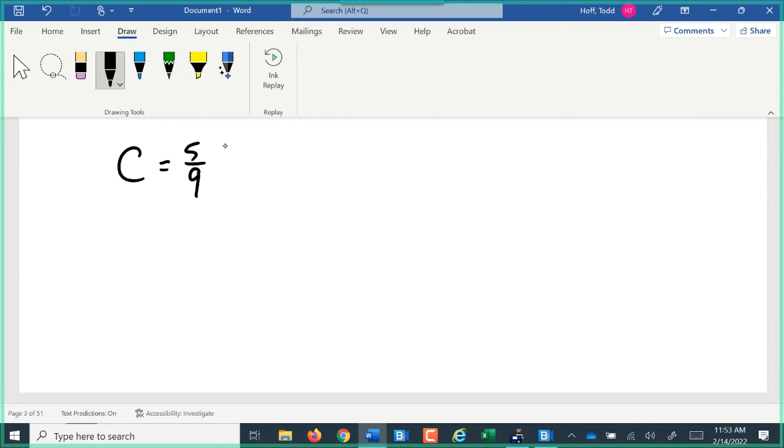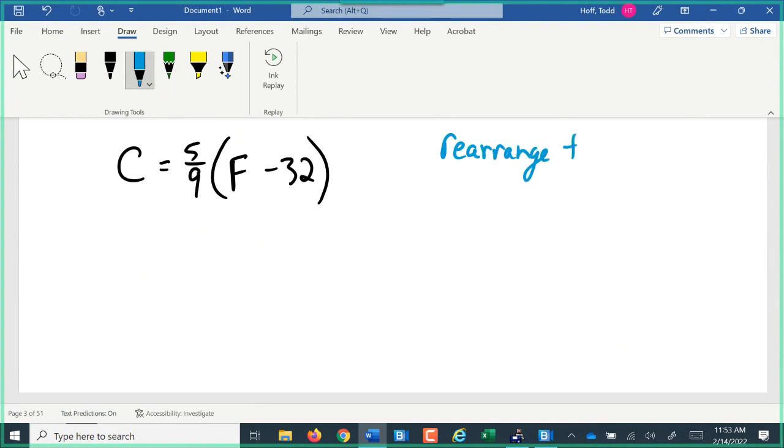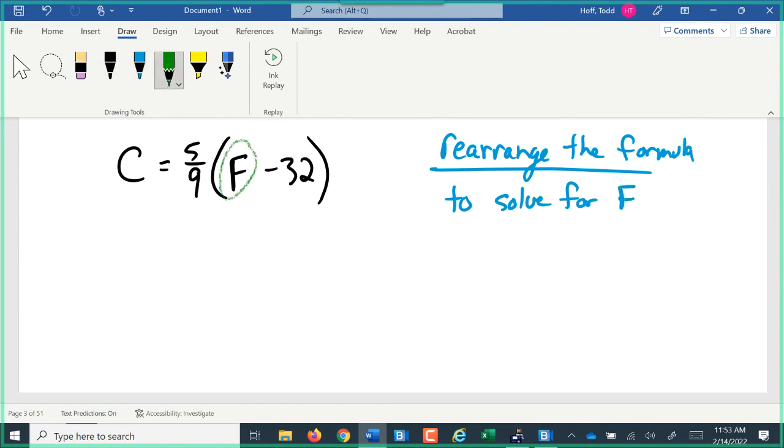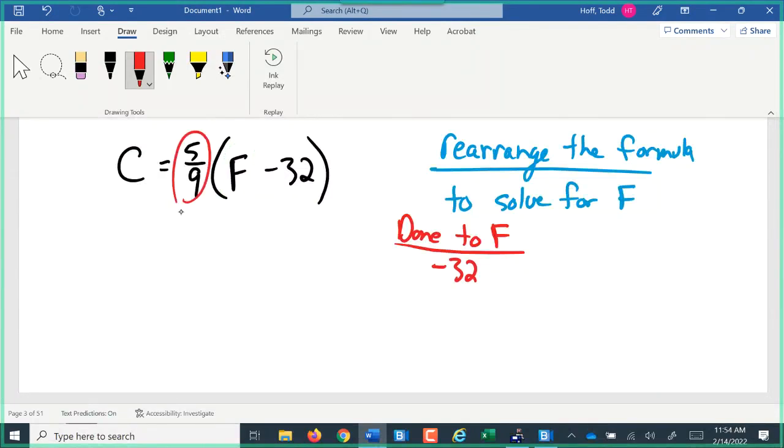So I have that formula, C equals 5/9 times F minus 32. What we can do is we can rearrange a formula. It's called solving a literal equation. We'll rearrange the formula to solve for F. Here we're solving for this F, which means we have to get rid of everything else. If I look at this to see what has been done to F in this equation: order of operations says the parentheses happened first, so 32 was subtracted from F, and then outside the parentheses, the whole thing was multiplied by 5/9.